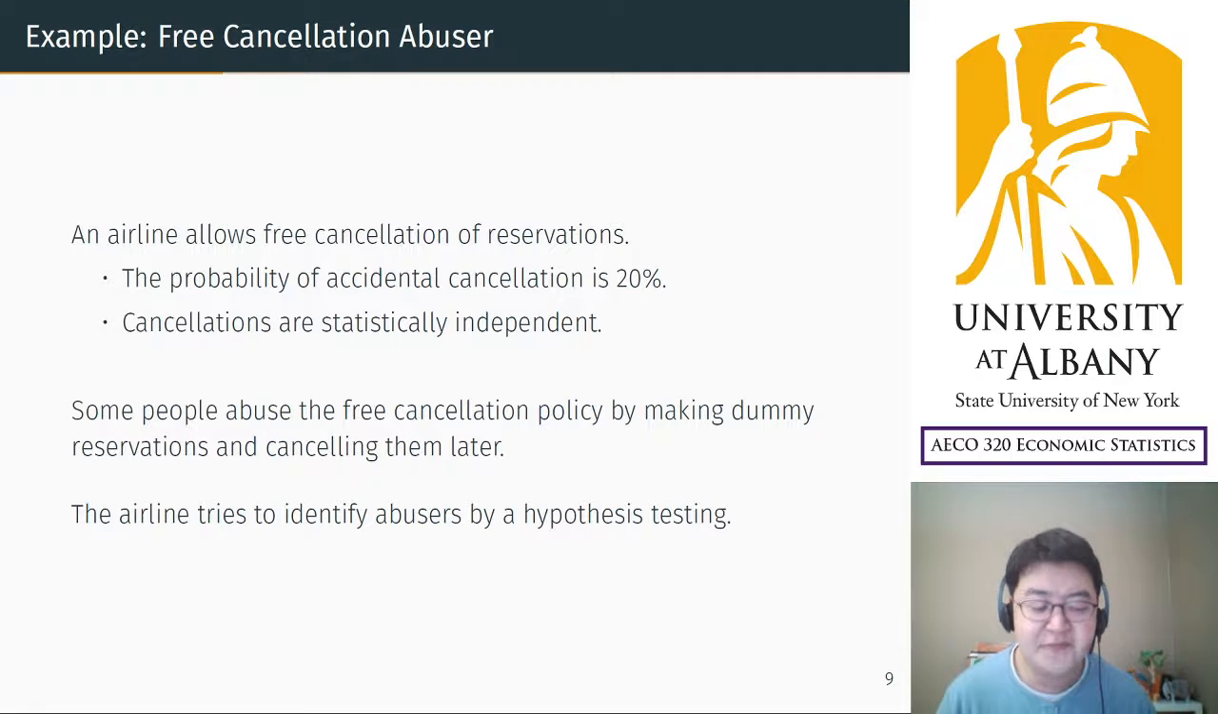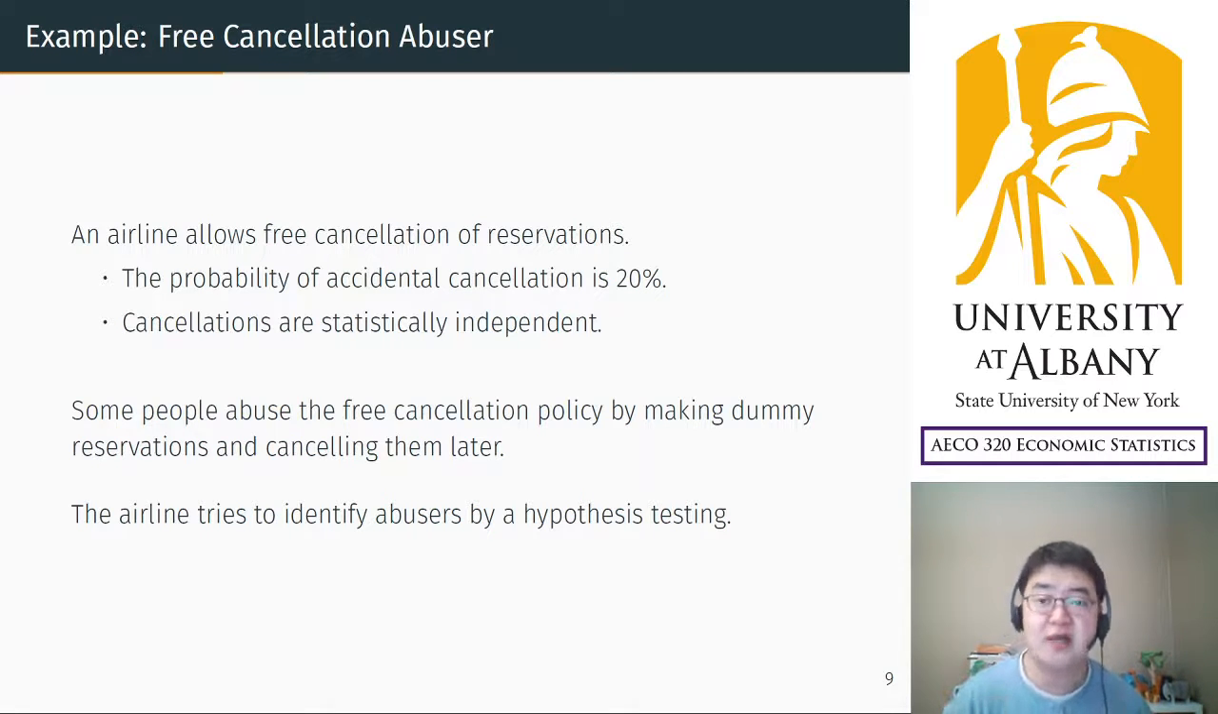In chapter 5, we started this example. At that time, we considered an overbooking example as an example of a binomial distribution, and we consider a similar, almost identical example. Suppose that an airline allows free cancellation of reservations. It doesn't need to be an airline. You may think about a restaurant or a hotel, any kind of reservations. But let me just call this an airline. So an airline allows free cancellation of reservations.